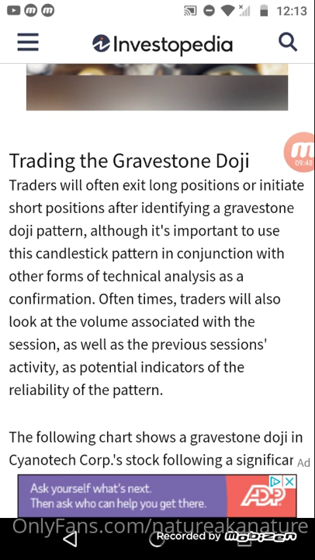They'll often exit after a long position once they see that Gravestone Doji form. They'll get out of it because you want to get out of it, because you'll be losing money. You know what I'm saying? So you want to get out of that. Take your trades very seriously.